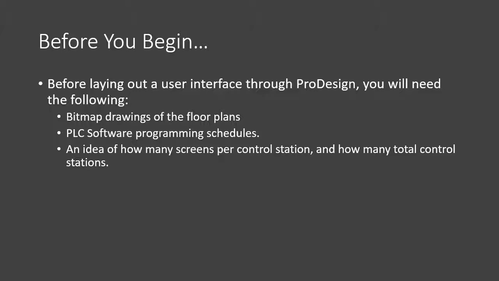You also need the PLC software programming that you've already done in previous sessions of this course. And then lastly, you need an idea of how many screens per control station and how many total control stations you'll want. You need to conceptualize the layout of the facility and how that breaks down into user-defined screens. You need to make sure that the devices per screen allow you to get all the devices on there in a size that is useful to the end user. And then also how many control stations you'll need, which is oftentimes determined by the architect or the design consultant.